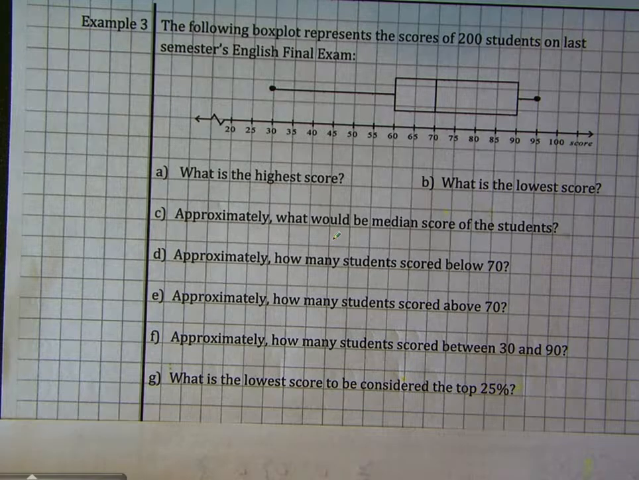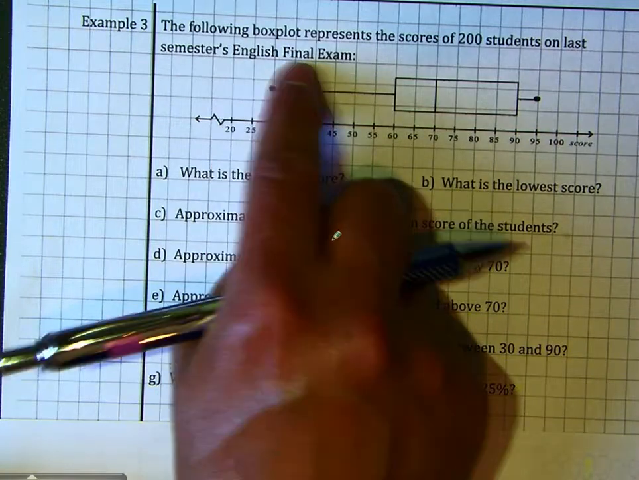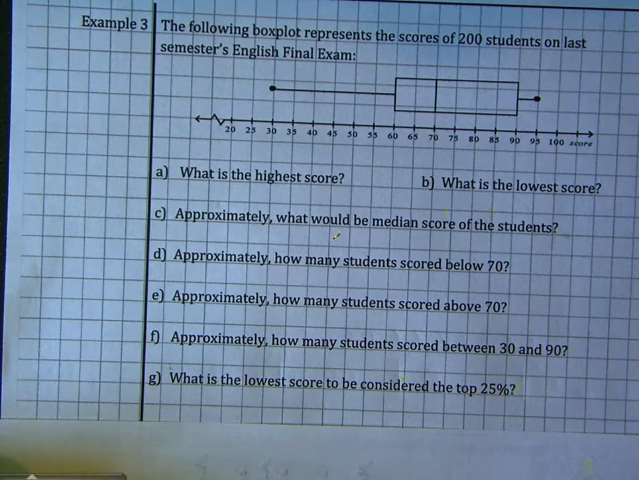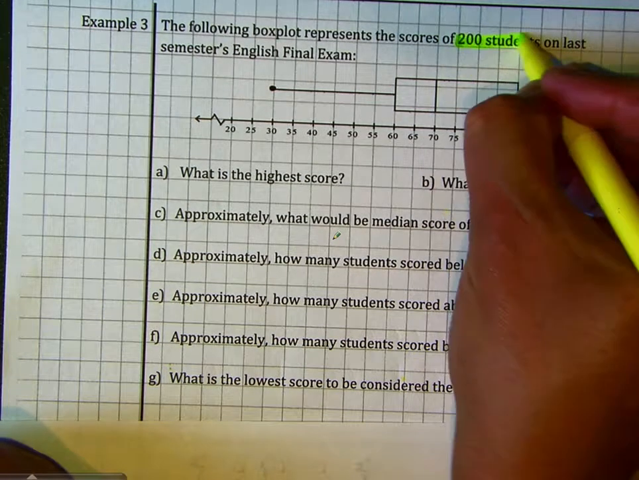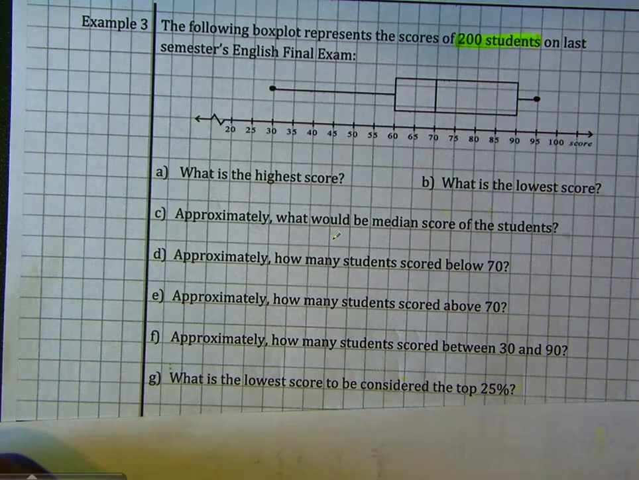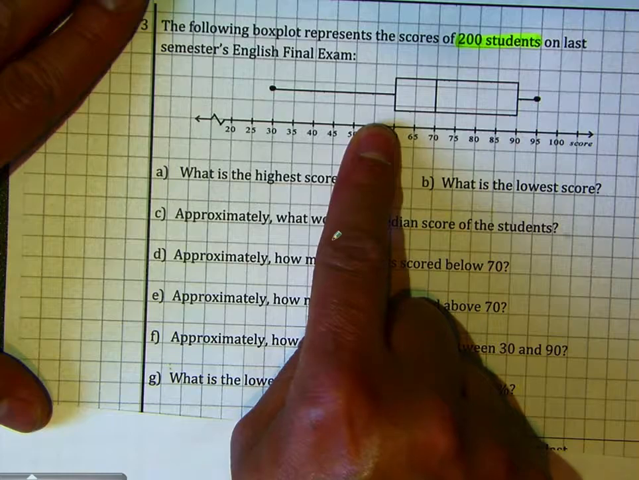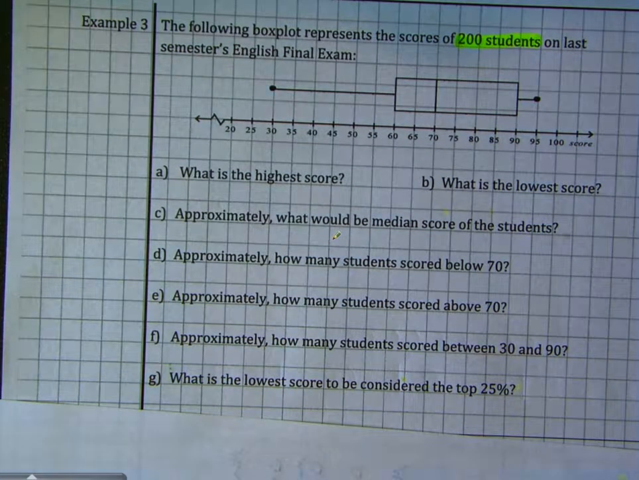The following box plot represents the score of 200 students on the last semester's English final exam. So let's say we have 200 kids. That's something that you want to keep in mind. One of the things that you also want to remember is that your data set is broken down in 4 equal parts. So let's go and highlight them.